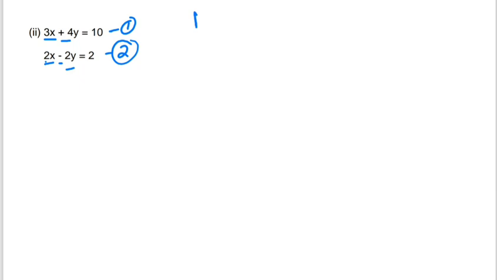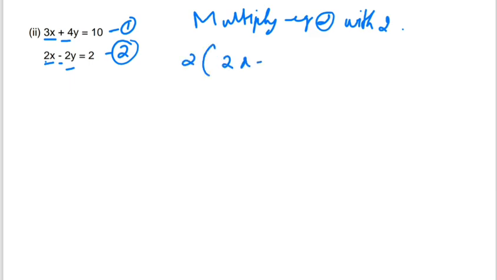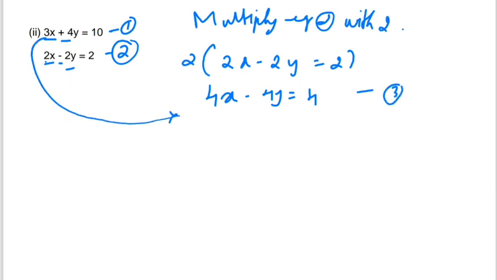So multiply equation 2 with 2. 2 into 2x minus 2y is equal to 2. So 4x minus 4y is equal to 4. This is our updated second equation, that is the third equation. Now let's take the first equation to cancel it: 3x plus 4y is equal to 10.